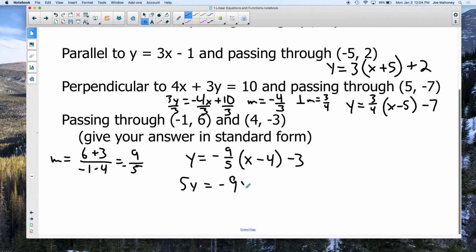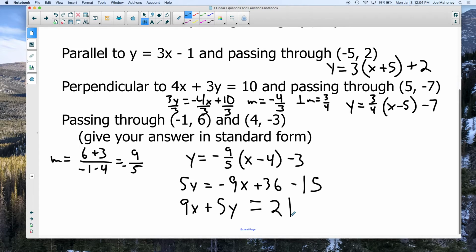Let's just distribute that. Negative 9x plus 36. And did you remember to multiply the 5 by the negative 3 and get negative 15? And now if we put our x's and y's on the same side, we get 9x plus 5y. And if we combine 36 and 15, we get a positive 21. So there's our equation in standard form. So it's just doing a little bit of algebra at the end.